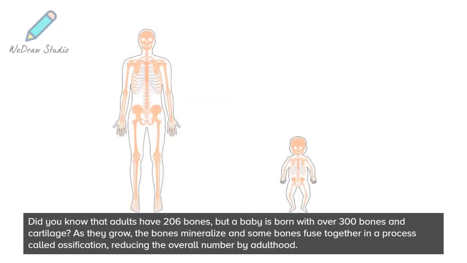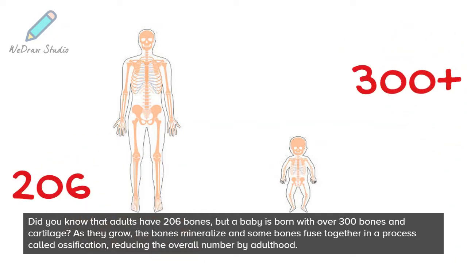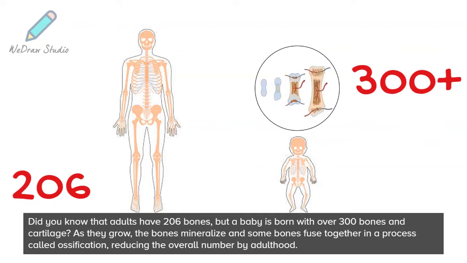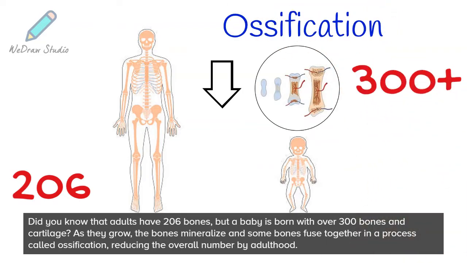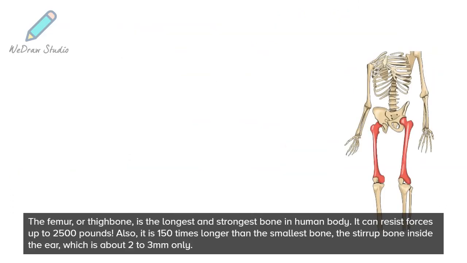Did you know that adults have 206 bones, but a baby is born with over 300 bones and cartilage? As they grow, the bones mineralize and some bones fuse together in a process called ossification, reducing the overall number by adulthood. The femur, or thigh bone, is the longest and strongest bone in the human body.